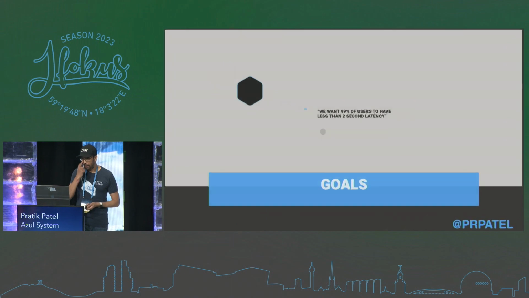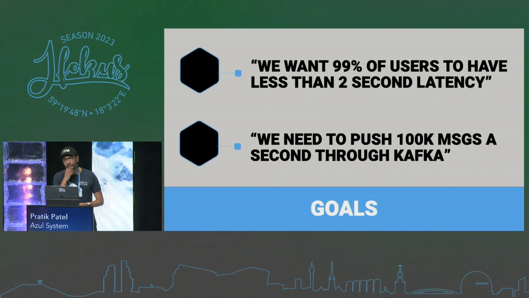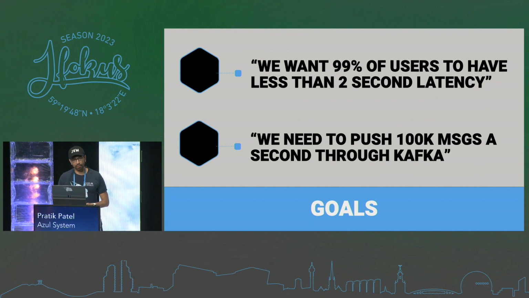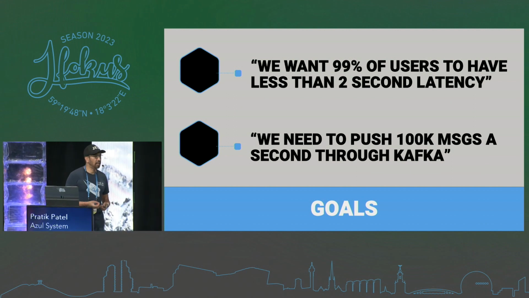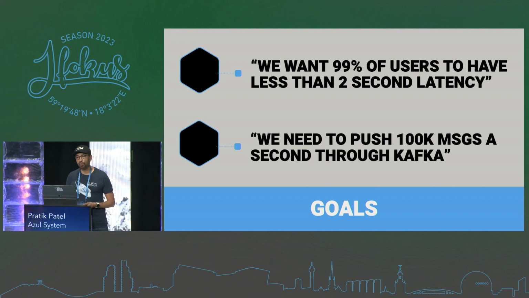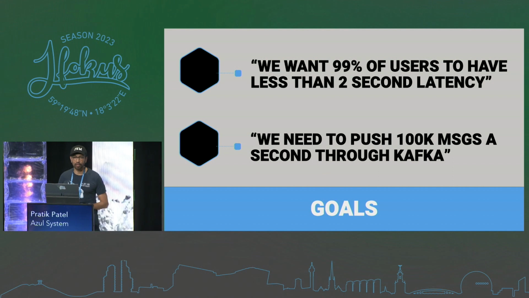All right. So some other ways to think about this, especially when you're talking to a customer or your business people at your company: we want 99% of users to have less than 2-second latency. That's a concrete goal, okay? If you're using infrastructure like Kafka, you can say we need to push 100,000 messages a second through a Kafka instance or a Kafka cluster. Again, these are ways that we quantify what our performance should look like.